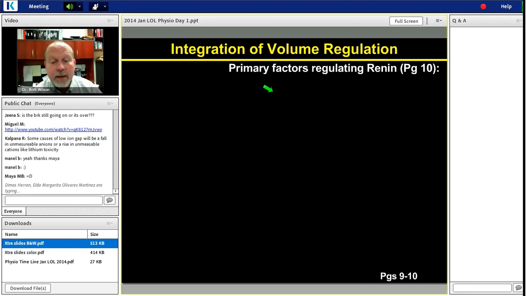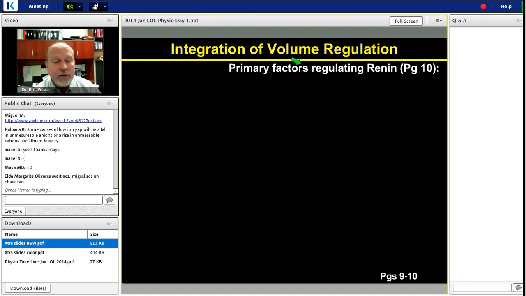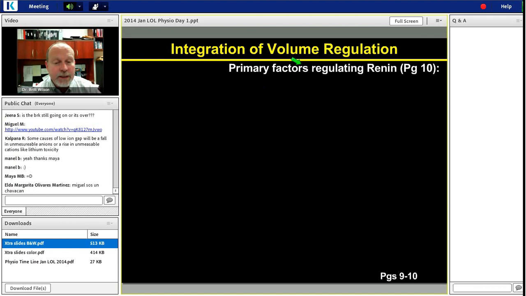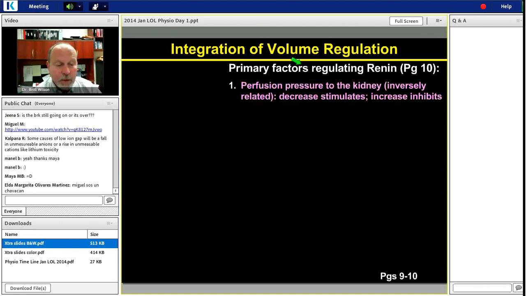All right, this is on pages 9 and 10. We're going to start first with the factors that regulate renin. All right, these are listed in the new book. Number 1, perfusion pressure to the kidney. It's inversely related. So if perfusion pressure goes down, it stimulates. If perfusion pressure goes up, it inhibits.